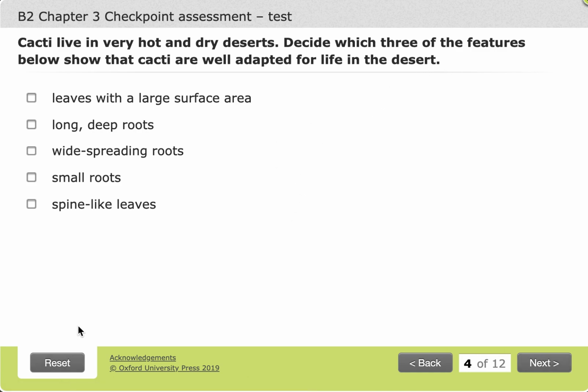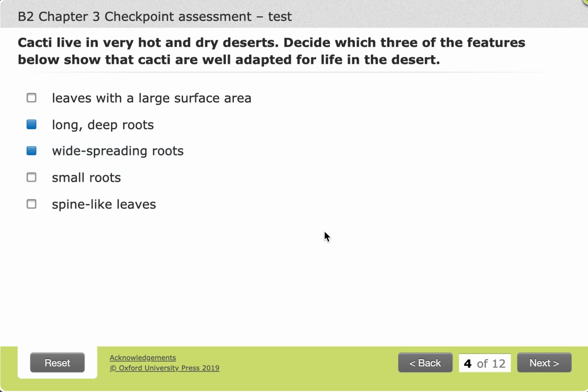So if we have a cactus in the desert, it's going to have long, deep roots, which allow it to penetrate deep into the soil or into the ground, and therefore they have a large uptake of water. They're also going to be wide-spreading for the same reason. The further out they spread, the more water that can be taken up.